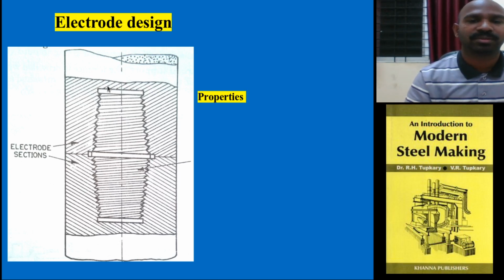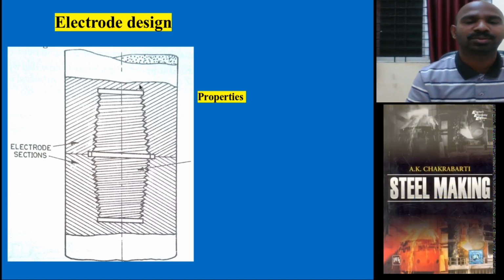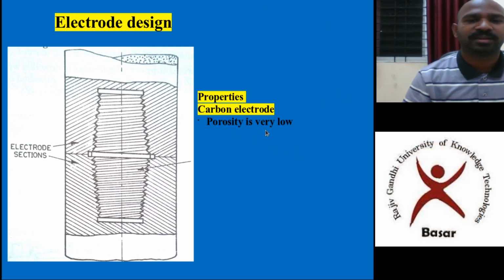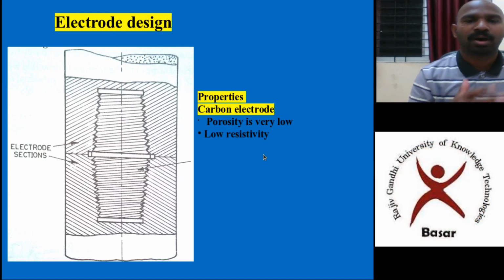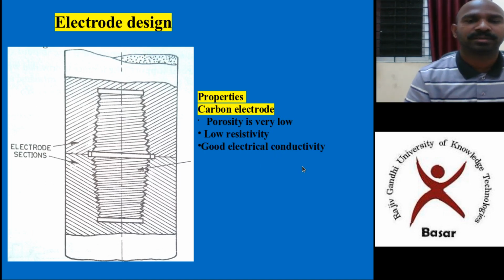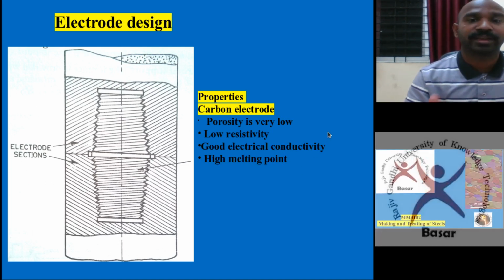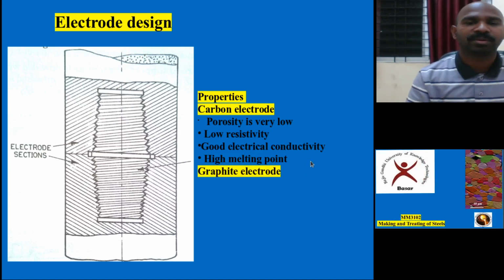It is made by the casting route, a continuous rod type. These are the serrations, connections, where electrode sections are connected. This is a cross sectional view. The properties it should have: if it is carbon electrodes, more than 2 are used. If it is a carbon electrode, it has very low porosity and low thermal resistivity, electrical conductivity is good, and melting point is high. If it is a graphite electrode, a single electrode is good enough by using DC current.